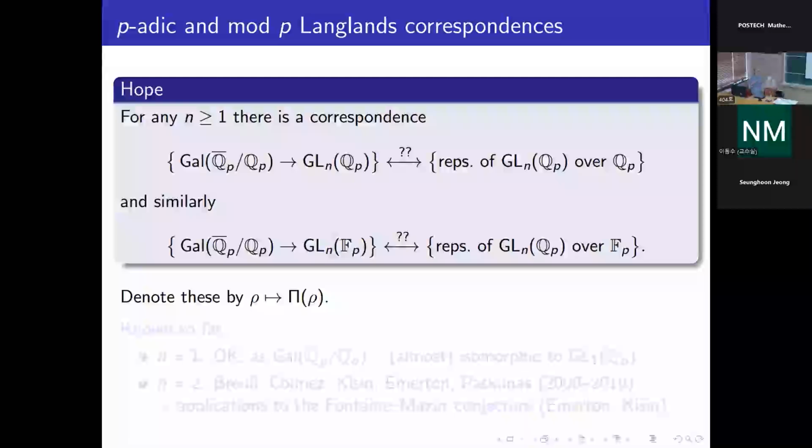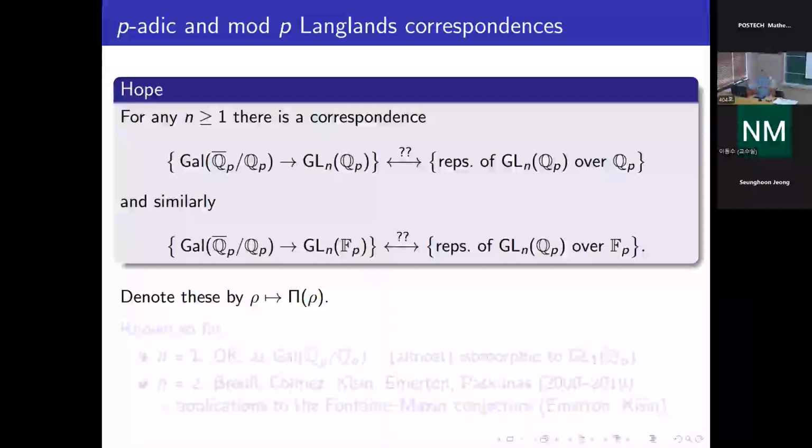So you can ask this for any n. And similarly, and this is a little bit simpler, but still related to the p-adic story, we can ask about it with modular coefficients. So instead of having p-adic vector spaces, we now have mod p vector spaces, so vector spaces over Fp or some extension of Fp.